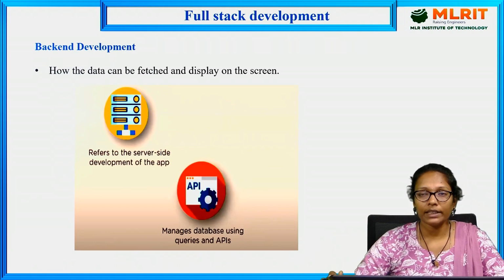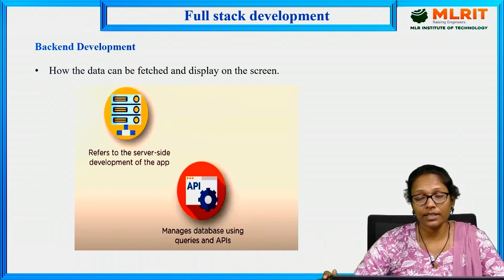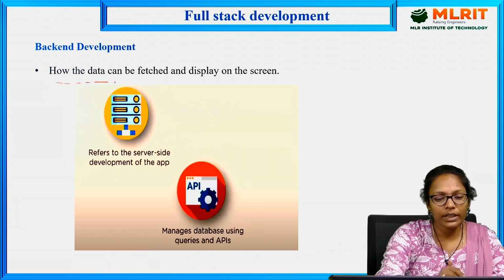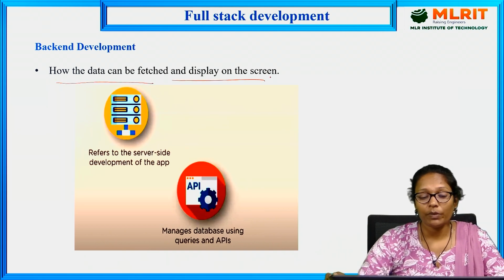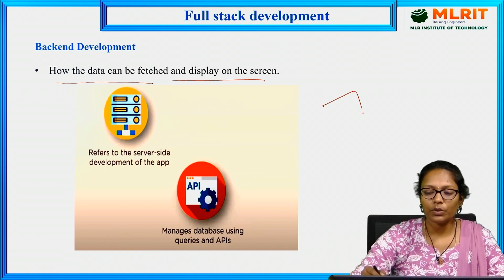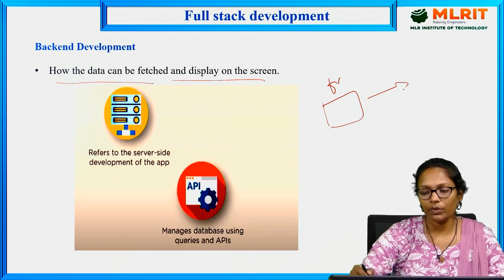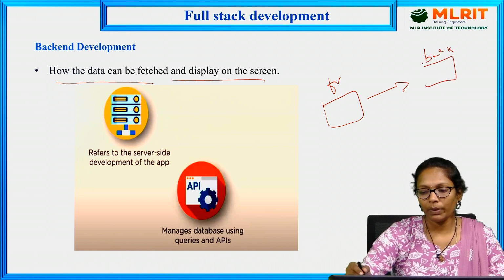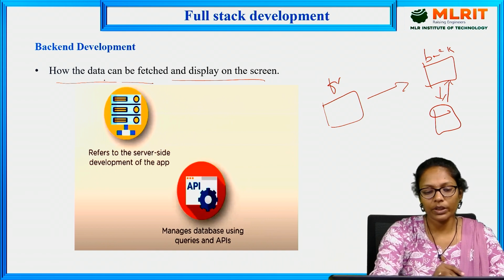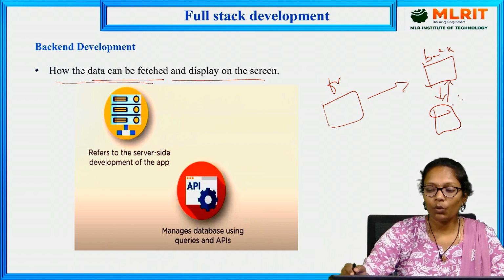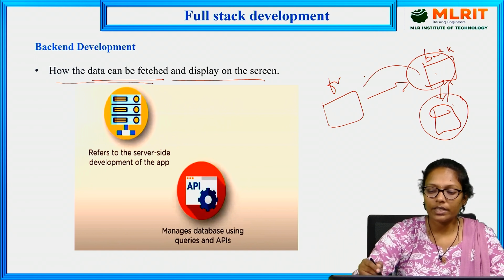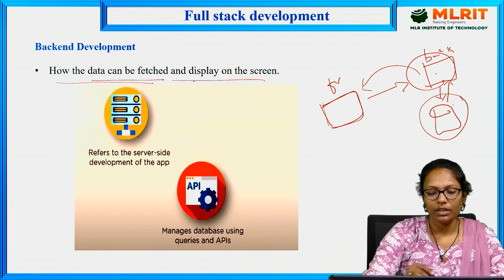And coming to backend development, as we have seen, the backend is necessary if you want to get some response from the server. So in backend development, how can the data be fetched and displayed on the screen? From where will the data be fetched? Actually, the data will be fetched from the database. Whenever the user interface or the front end sends some request to the backend, the backend will communicate with the database to fetch the data, right? And whatever data it fetches, of course, it will process the data to generate the result. That generated result will be displayed on the front end, on the screen.